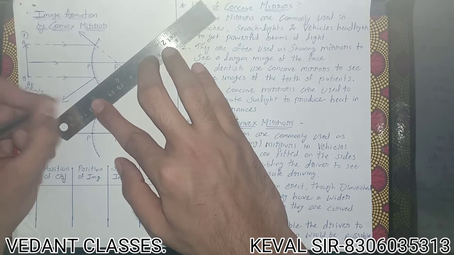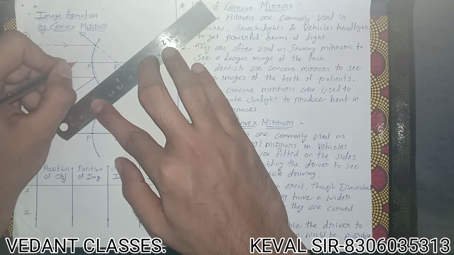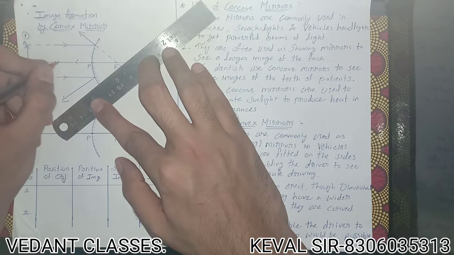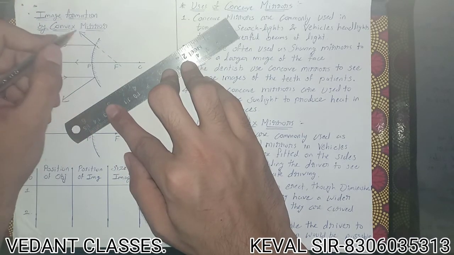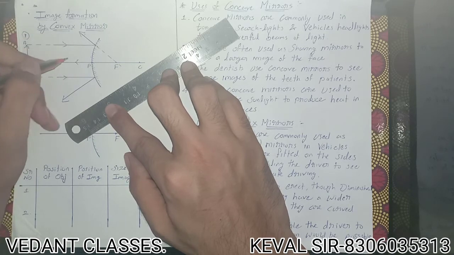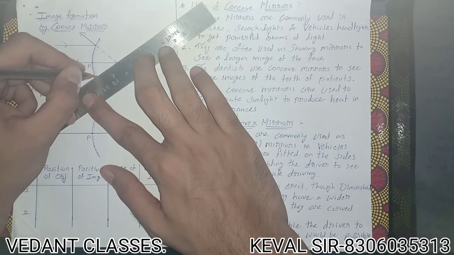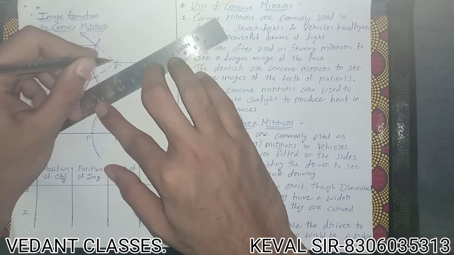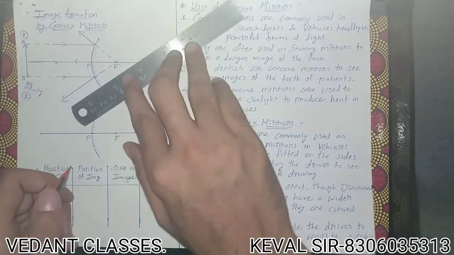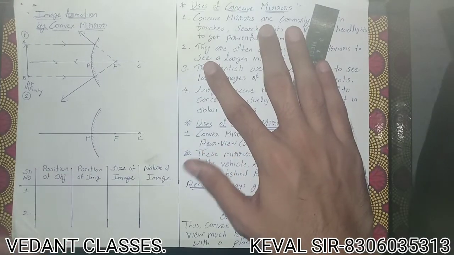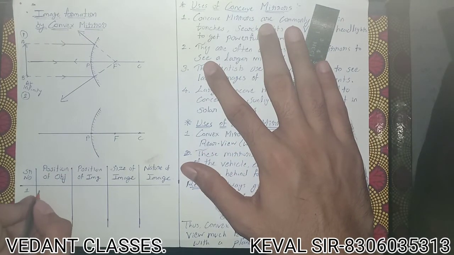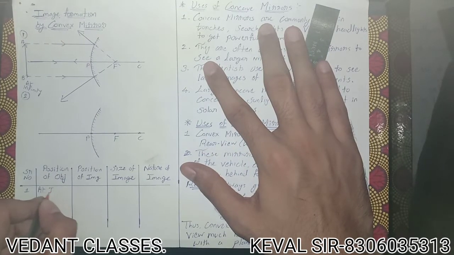Now you can see that here it will reflect back on the same path as it is passing through the center of curvature. So you can see these all are diverging rays. Okay, so they are apparently meeting at some point behind the mirror. So here that point is the focus, the principal focus. Okay, so here the position of the object is at infinity.